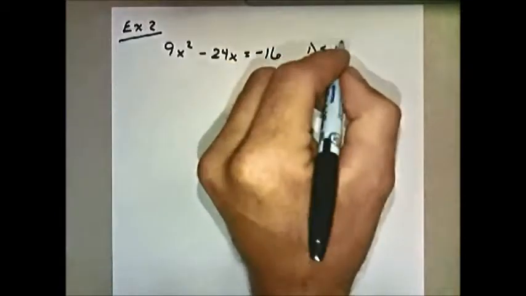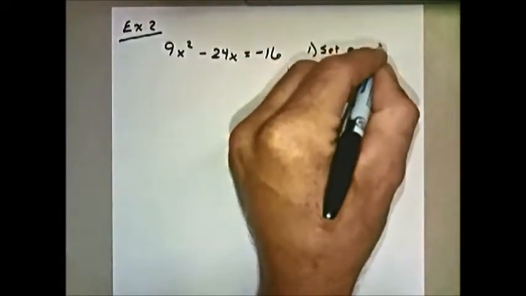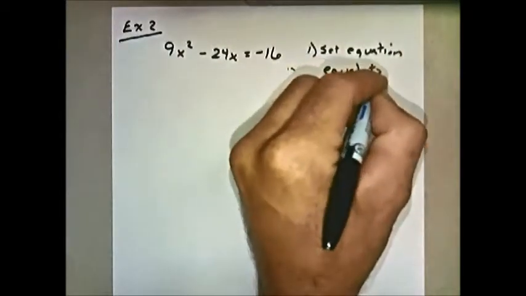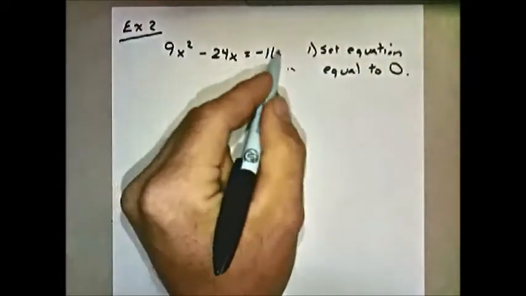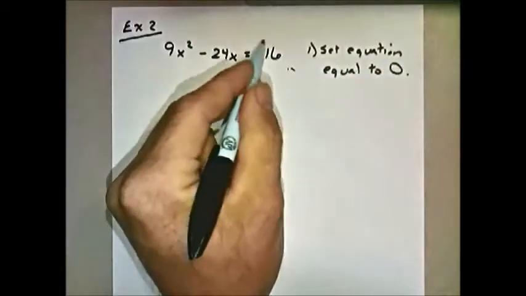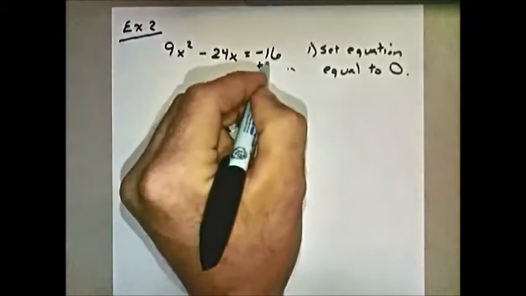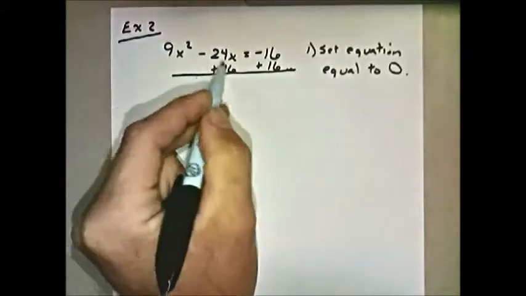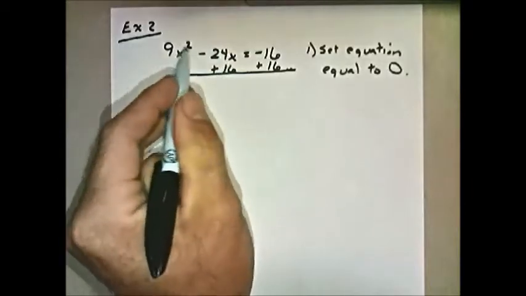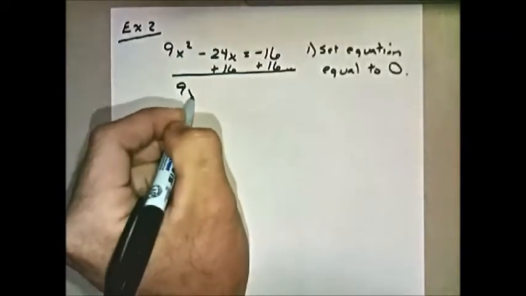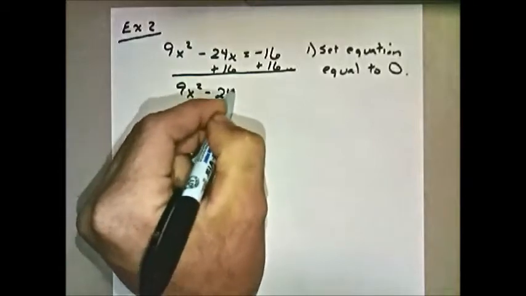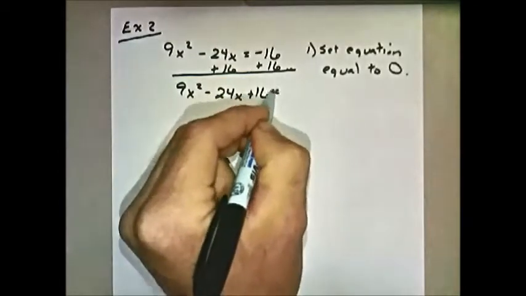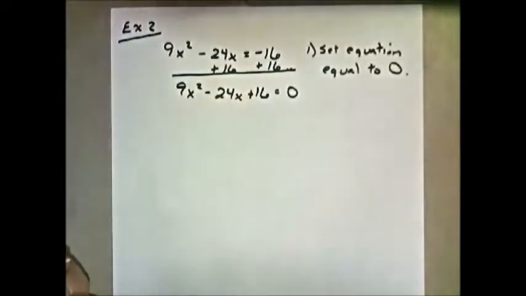So before we start, we want to take this negative 16 and make it equal to 0. So set our equation equal to 0. And the way we're going to do that is to just simply move this negative 16 to the left side. So we're going to add 16 to both sides. Combining like terms, there are no terms on the left side that we can combine, so we simply smash them together as 9x squared minus 24x plus 16, and on the right side we end up with 0.